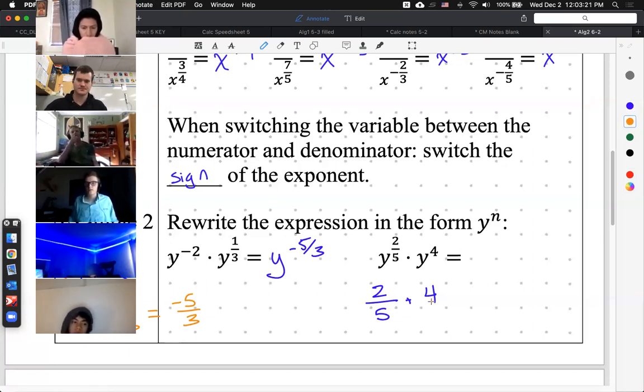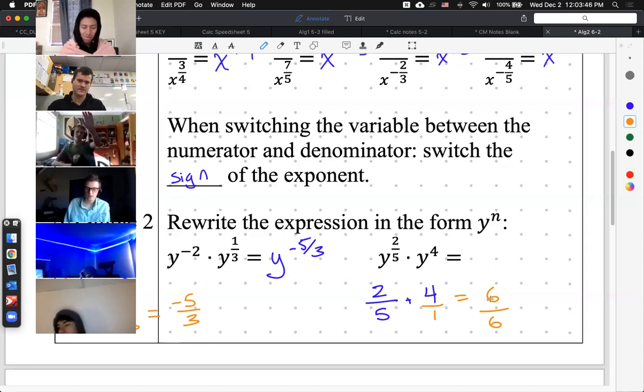You're gonna put the 4 over 1. And then you're gonna add 2 and 4 to 6. And then over 6. So it just ended up being 1. Wait a sec. If it adds up to 1, if I started with 4 and I added some positive number to it, shouldn't I have a number bigger than 4? Something must have gone wrong. Can you call on someone, Jade? What's going wrong here?